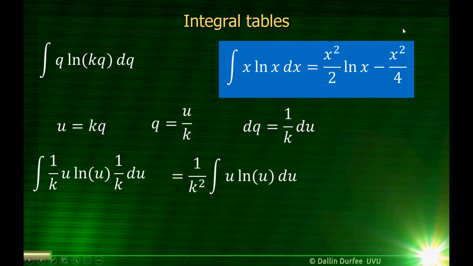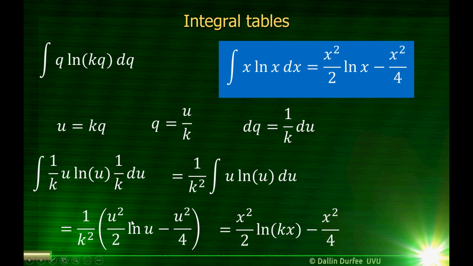And that's exactly the same as what's in my table here, except with u instead of x. So now I know my answer. It's 1 over k squared times u squared over 2 natural log of u, minus u squared over 4. All right? Where did the k's go right here? Oh, yeah. I'm going to convert back now from u into q. These x's should be q's, all right?